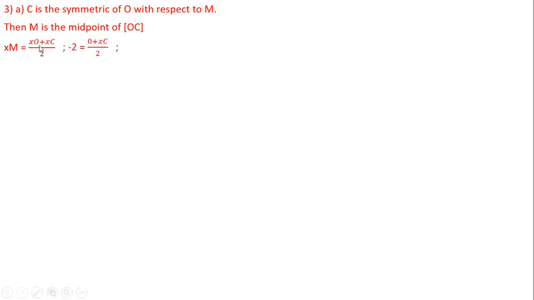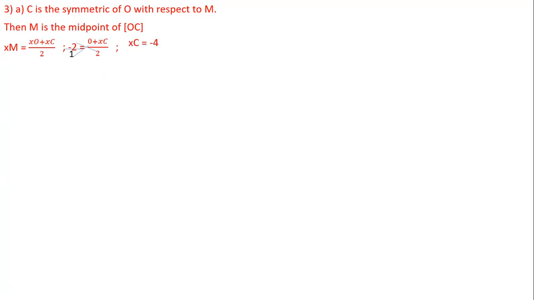For XM we write -2, XO we write 0, plus XC we leave it over 2. Now we have an equation. How should we solve this equation, Mariam? Crisscross. Bravo. We cross multiply: -2 over 1 equals XC over 2, so we get XC equal to -4.